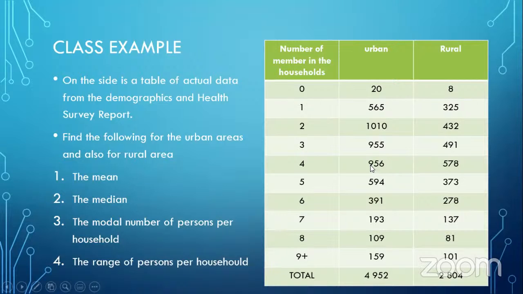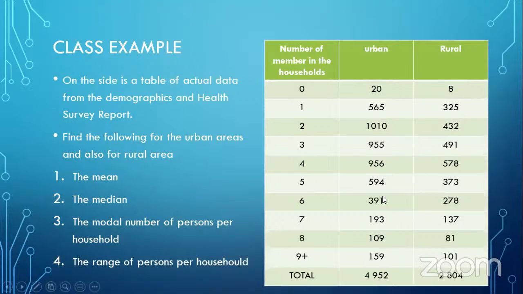What I'm saying here is that a household means a house, in each and every house, in an urban area. Sorry, let me start over. The population that we collected data from in an urban area is 4,952 households. It's a house, you understand? So there are 4,952 houses in total that we did.